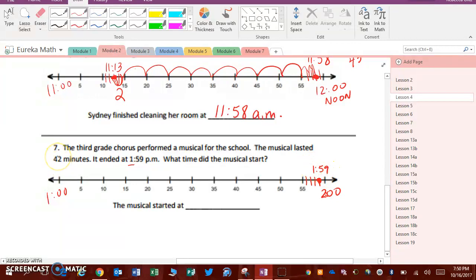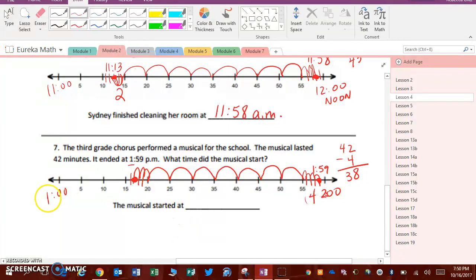It lasted for 42 minutes, so let's count backward 42 minutes. This is 1, 2, 3, 4 minutes. So if I had 42 minutes and I subtract 4 that I counted down here, that leaves me with 38 more minutes. So hop on down by 5s. 5, 10, 15, 20, 25, 30, 35, and now I need my 1s. 36, 37, 38. So this is when they finished.